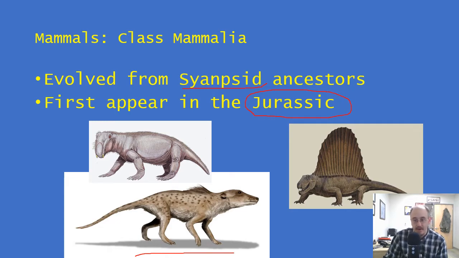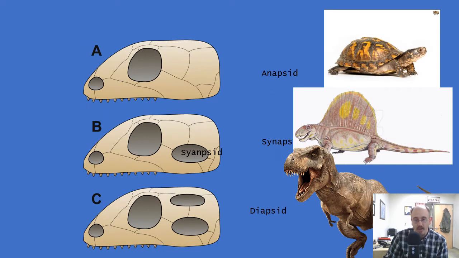They lived underground, probably kind of like little mice or little moles. Now, like I said, we evolved from synapsid ancestors. So what does that mean?